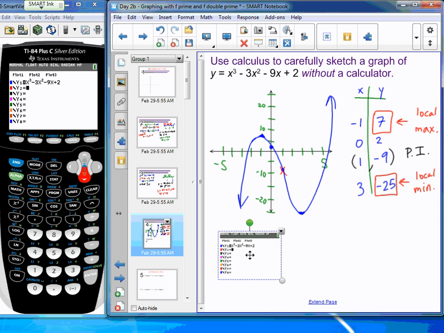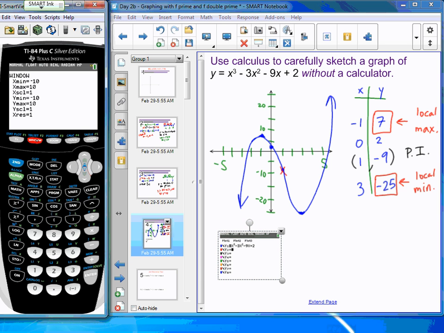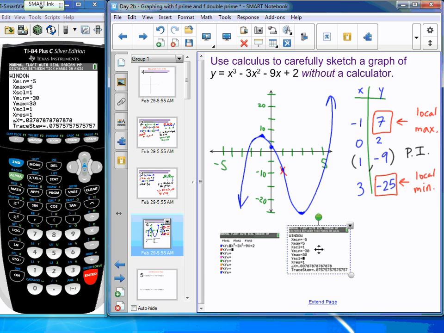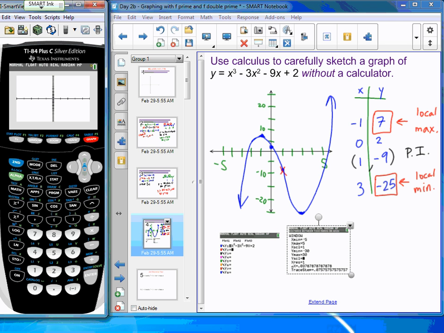I'll go ahead and make sure that we have the same window so we can compare. We went negative 5 to 5 for x's. For y's, we went negative 25, so I'll go negative 30 to 30. Oh boy. Moment of truth. Pinch of salt. And coming up, and down, ooh, and up.